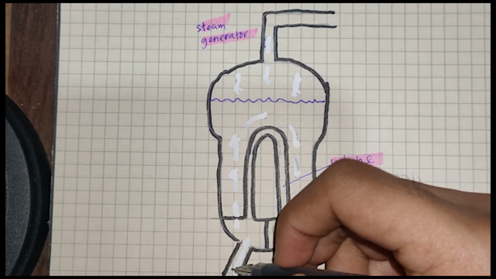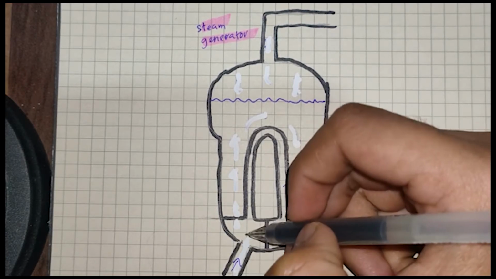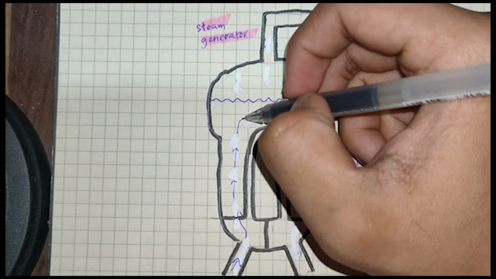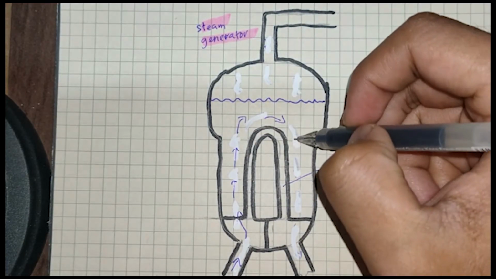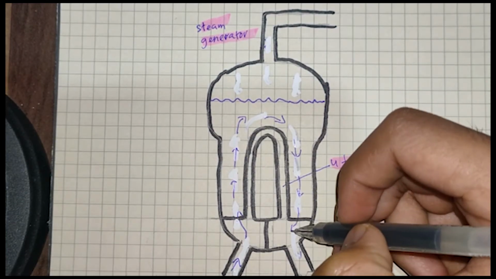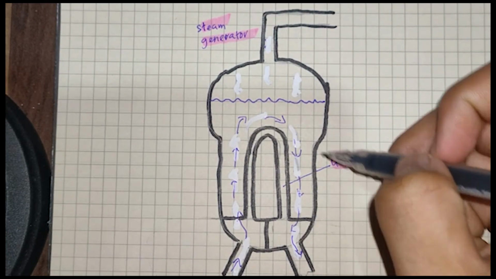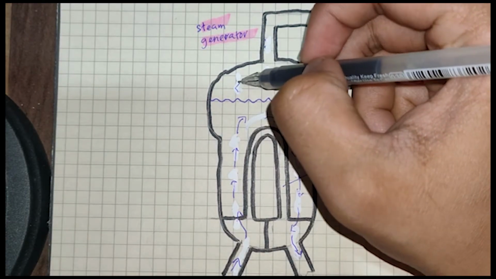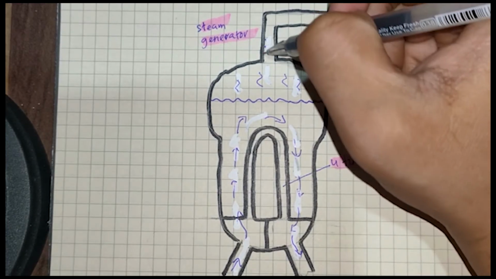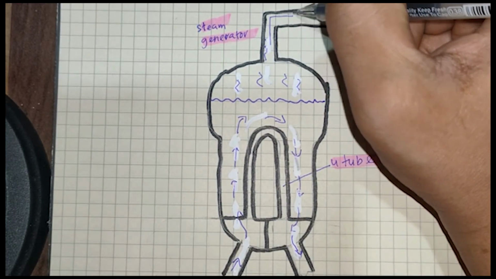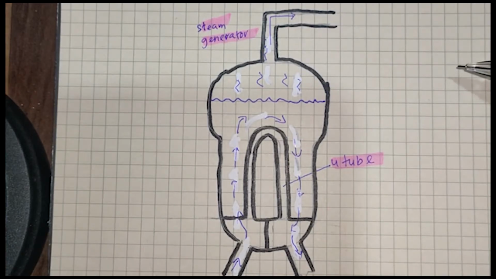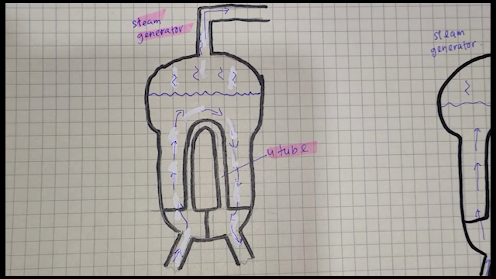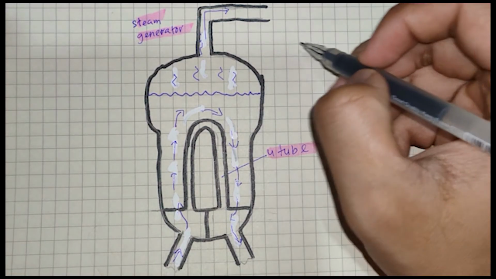So, the pressurized water will flow this way and flow through the coil, and then the water will heat up and boil. The resulting steam then flows through a set of pipes to the turbine building.